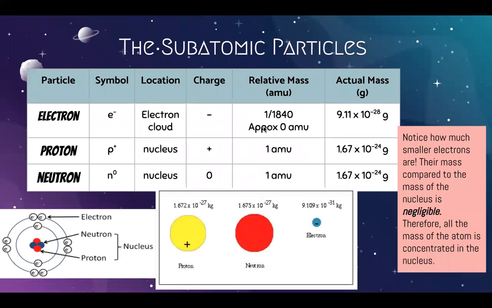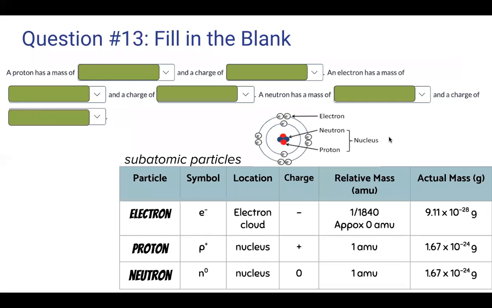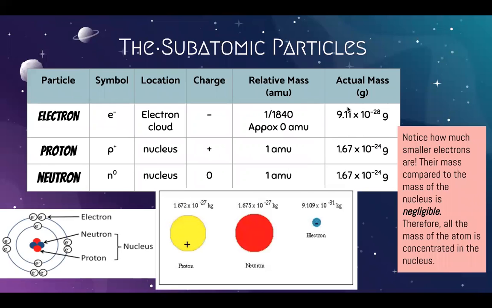So if you remember looking at the notes, we see that electrons have basically a negligible mass. And then protons and neutrons both have a relative mass of 1 atomic unit. And then in terms of charge, electrons are negatively charged, protons are positively charged, and neutrons have a neutral charge, so no charge.